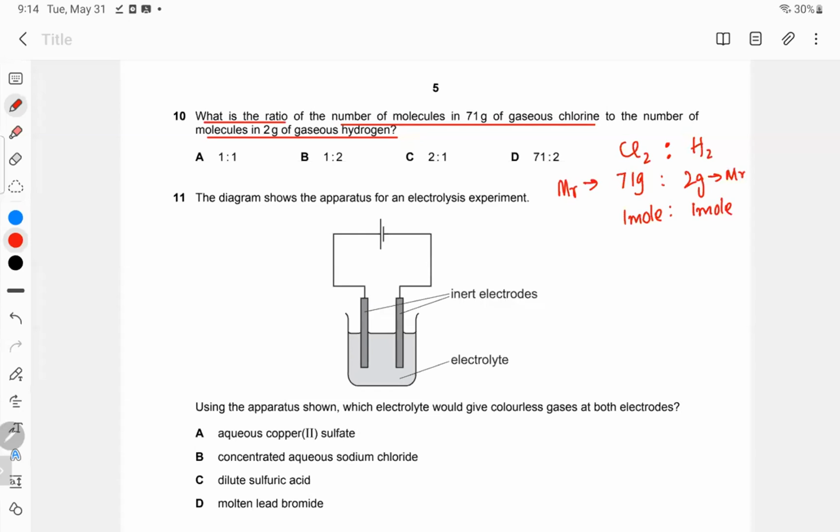Yes, sir. So if they are 1 mole, it must have 6.02 times 10 to the power 23 molecules, and the other also has 6.02 times 10 to the power 23 molecules. So both have the same number of molecules. So if I take the ratio of their molecules, then it must be equal to 1:1, which means A is our correct answer.